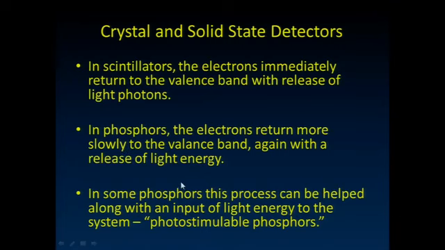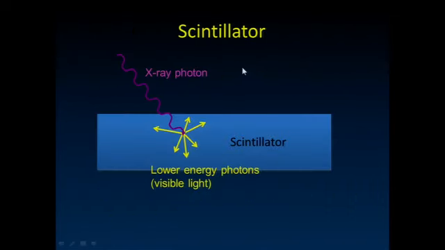bands. In some phosphors, those electrons that move to that outer band are pretty stable sitting in that outer band, and they'll stay there for a fairly significant period of time. And we can help that process out, help move them back down into the inner band by inputting some energy into the system. Those are called photostimulable phosphors, and those are what CR, computed radiography plates, use. So let's look at that a little bit.